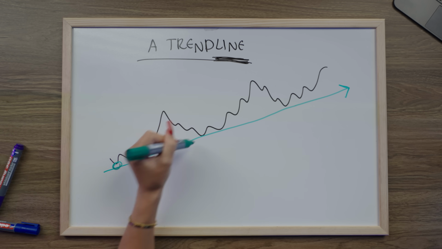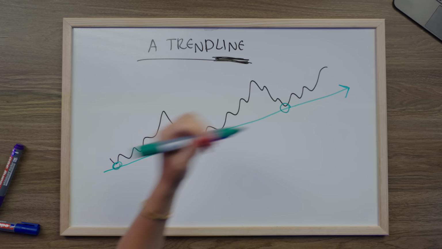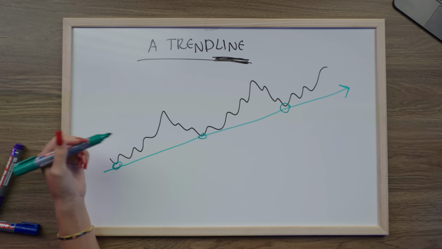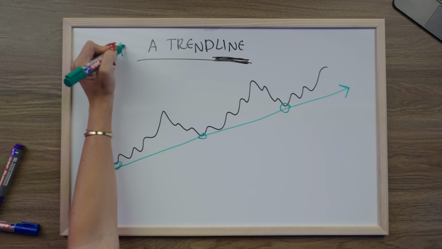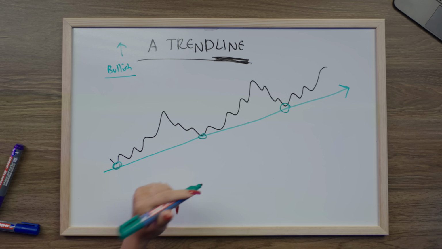We're able to connect points within this upward trend to help us identify the direction that it's going or the structure of this trend. So this right here is an upward trend line or a bullish trend line. Now let's go over a downward trend line.